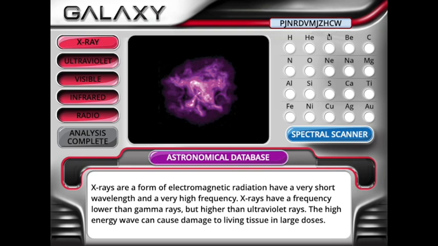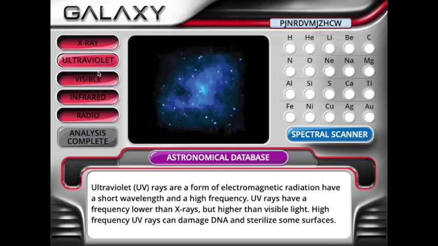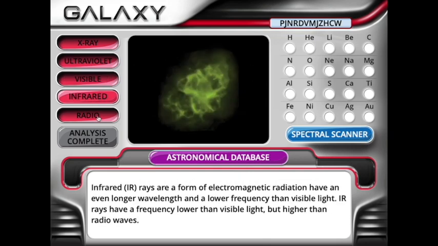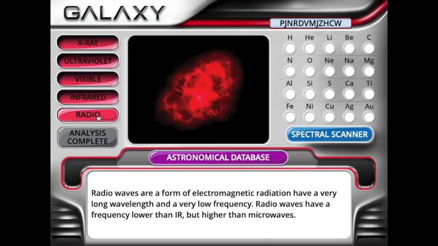The simulation opens with the celestial object in the middle of the screen being displayed using the X-ray band of the electromagnetic spectrum. The bottom part of the screen provides information on the various parts of the spectrum, in this case X-rays. After observing the object in the X-ray spectrum, select and view the object in the ultraviolet, visible, infrared, and then radio portions of the spectrum. Make sure to write detailed notes on your observations.